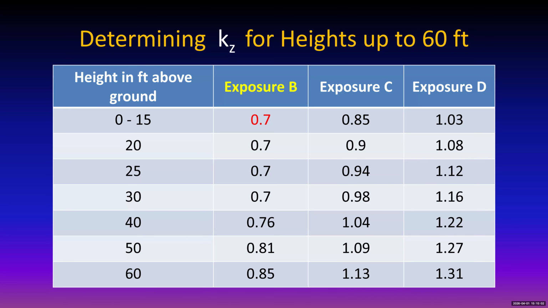So if you live next to the ocean, and that's where I live, I'm in exposure D, 1.03 instead of 0.7. Okay? So KZ, fine, great. I live in town in Orange County, Florida, 140-mile-an-hour wind. So I've got a 0.7 exposure.